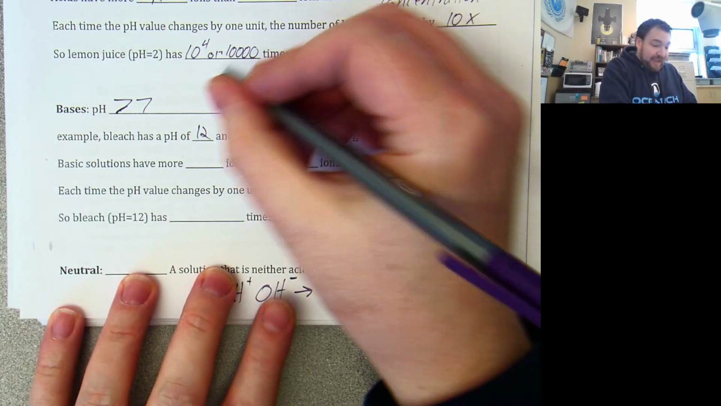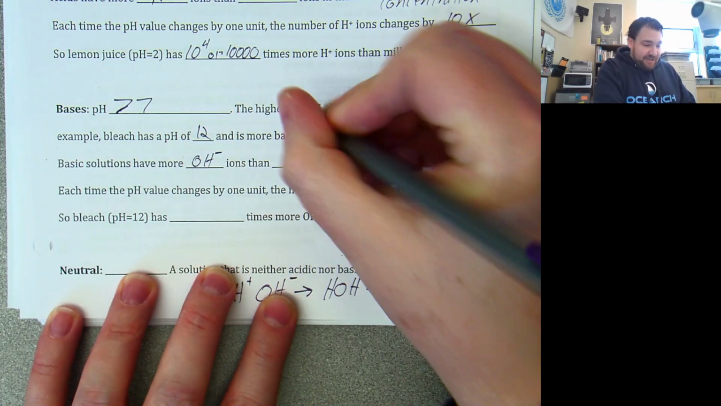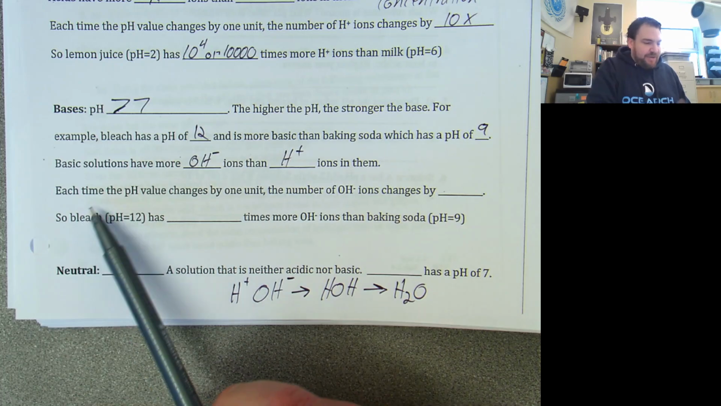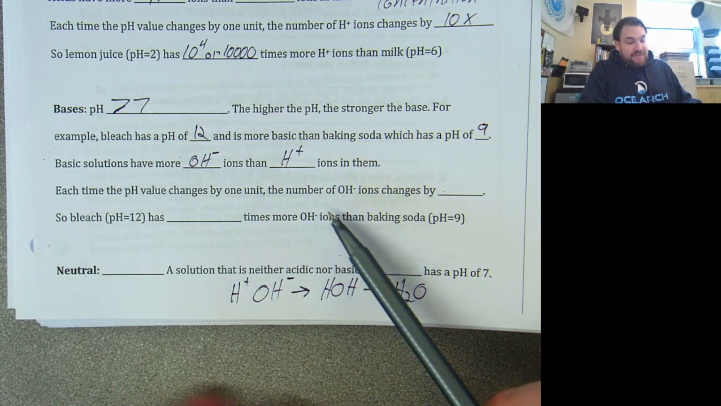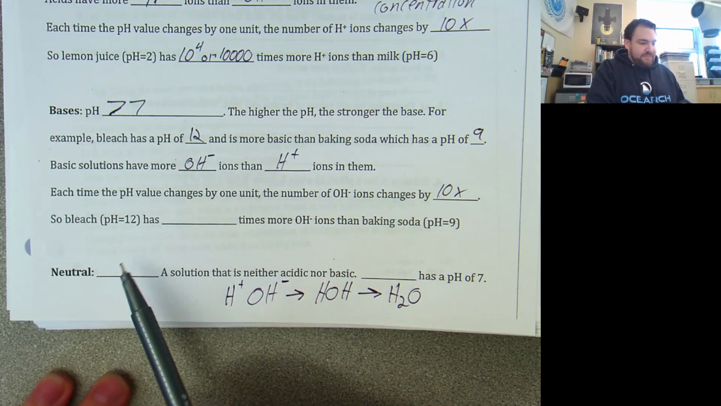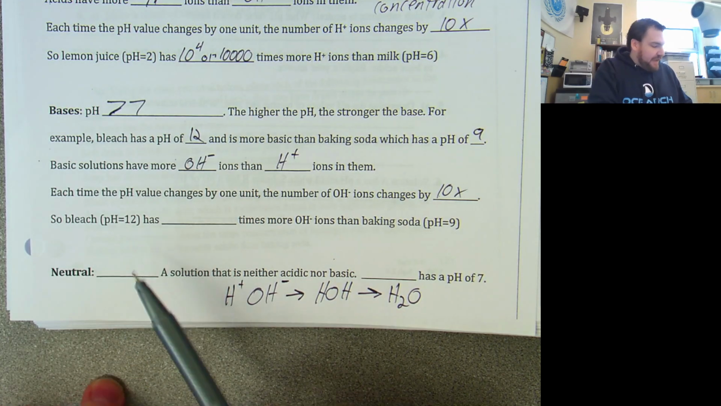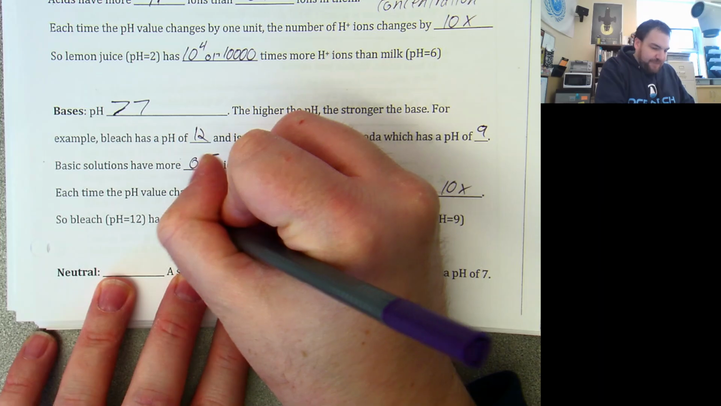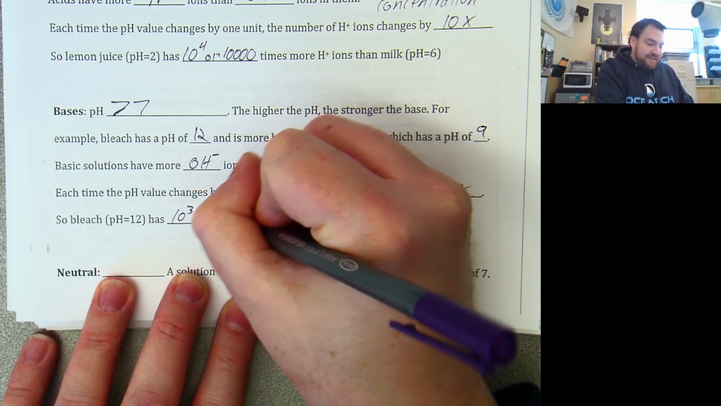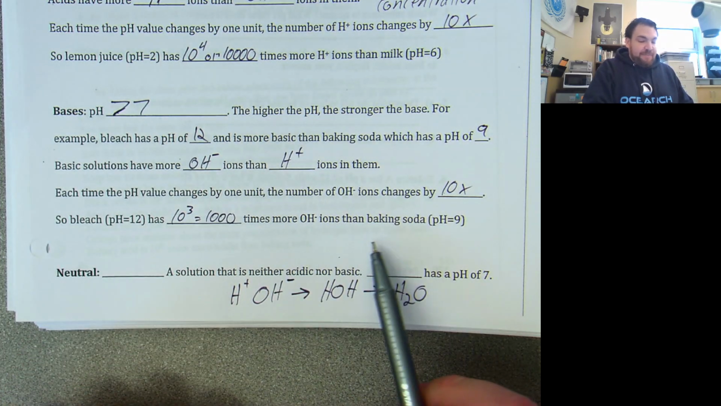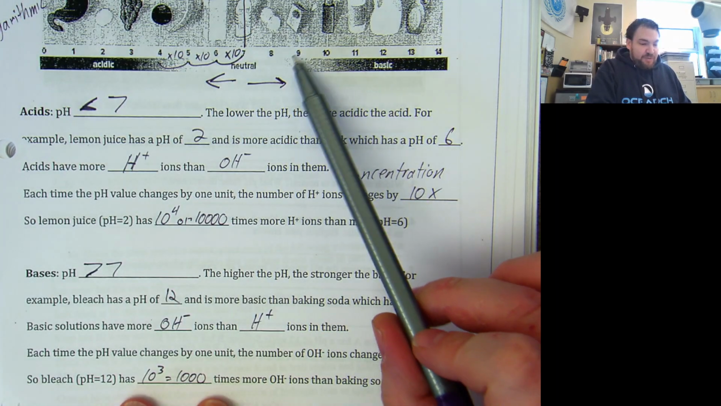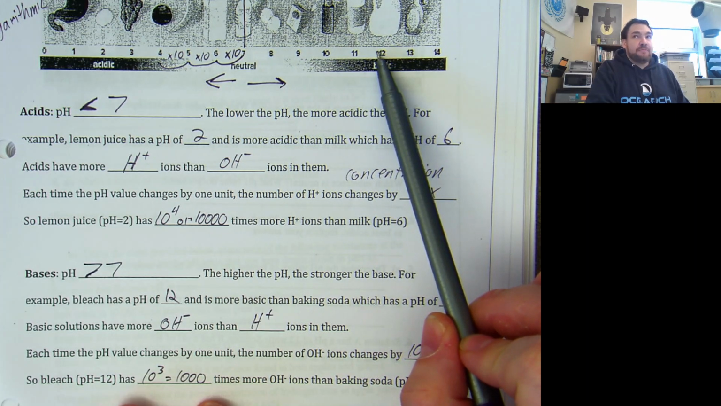Basic solutions have more OH minus ions than H plus ions in them. The pH scale works the same though. Each time the pH value changes by 1 unit, the number of OH ions changes by 10 times. So bleach with a pH of 12 has 10 cubed, or 1,000 times more OH minus ions than baking soda, which has a pH of 9, because the difference from 9 to 12 is a jump of 1, 2, 3 times.